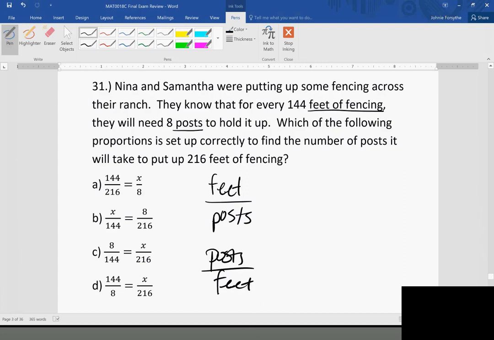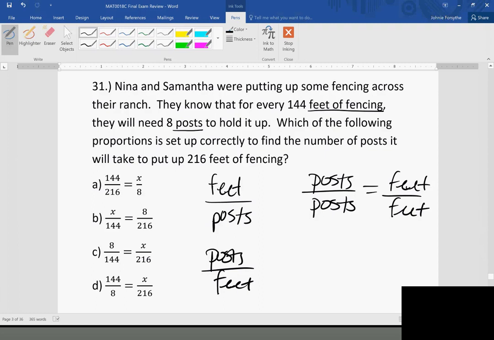That's really what you're looking at. It has to be aligned, both of them. So let's just look at our options. This will be a multiple choice problem on the final. Let's look at option A. So we have 144 over 216, or you could say posts over posts. It'll have to be equal to the same feet over feet.